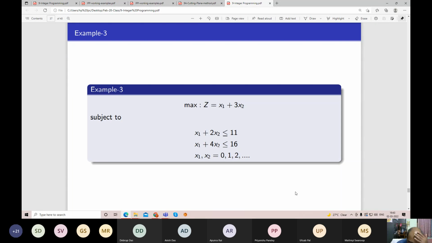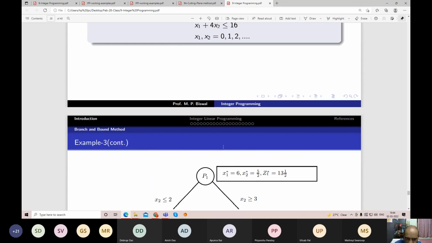What is the solution you are expecting? Optimal integral solution? Anybody? See this one, we are solving.